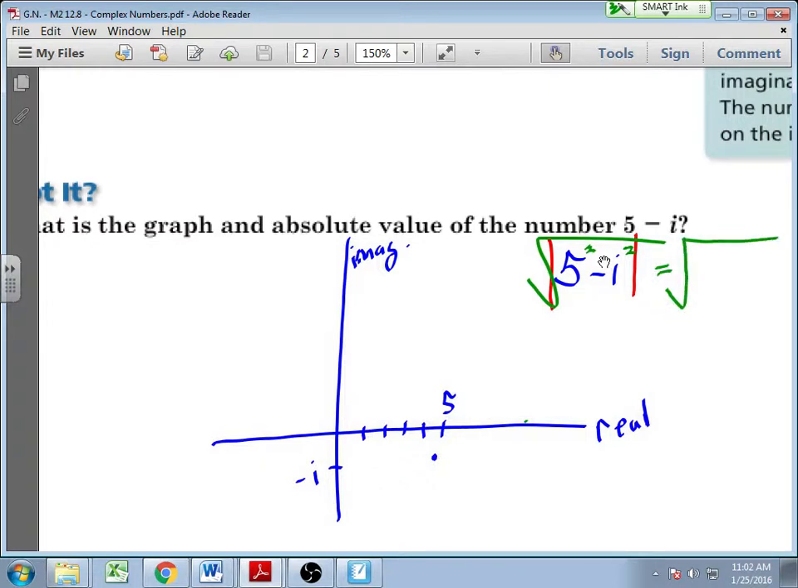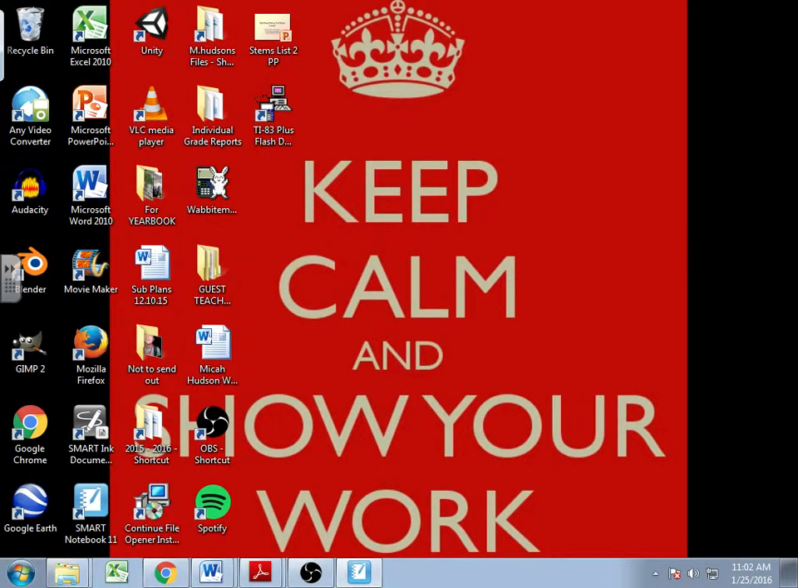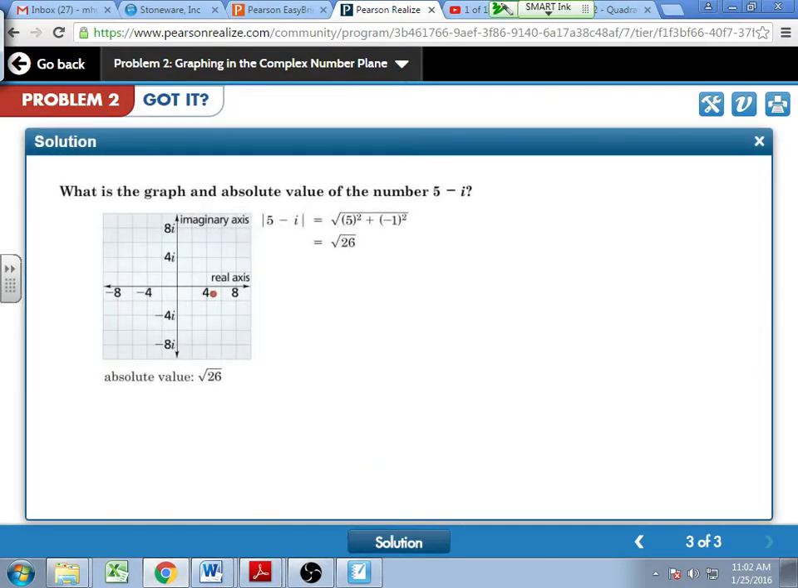This will become 25 minus i squared, which is really negative 1. Sorry, these are multiplying. No, they are adding, yeah. 25 or 26? 26. Cool.